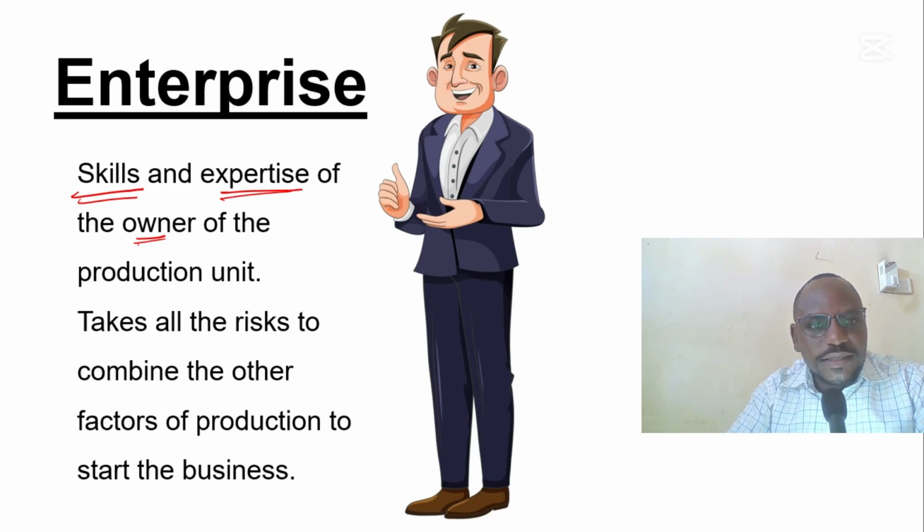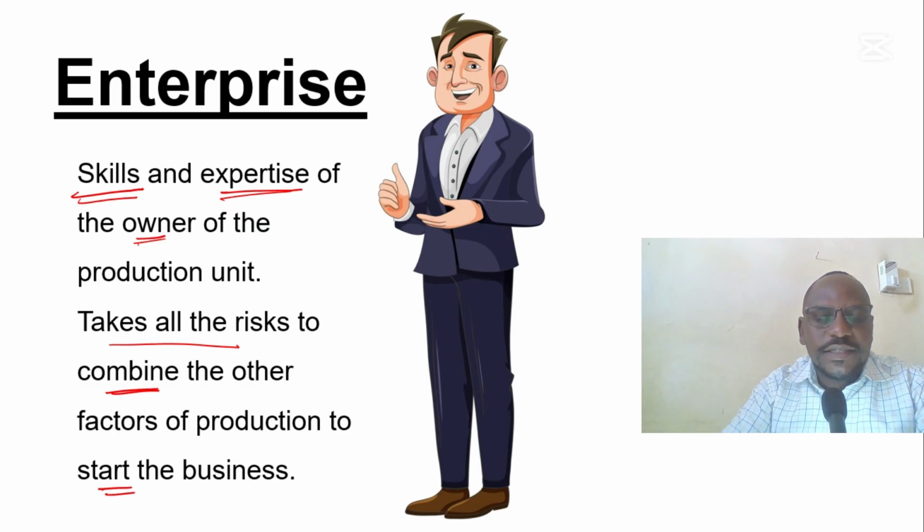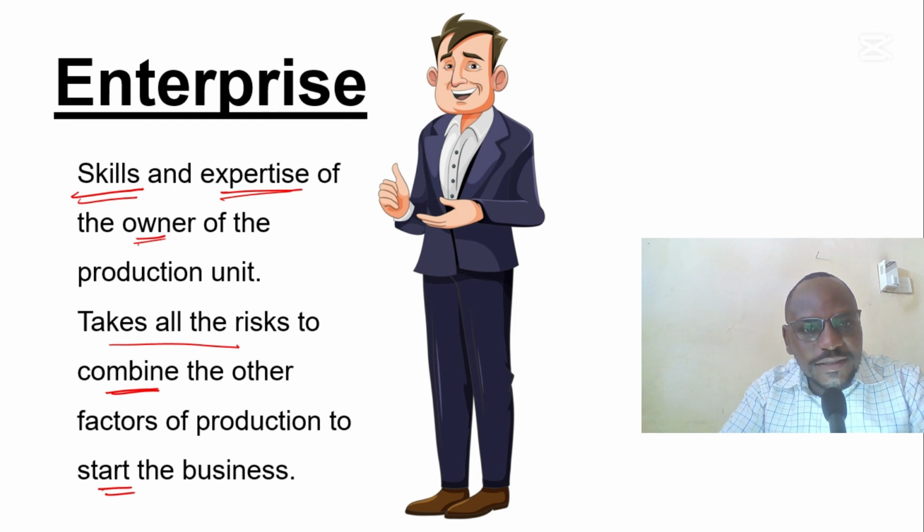We say that these entrepreneurs are the ones who take all the risks. They are the ones who choose to start that business, and they say, I'm starting the business. So they take the risk, they combine all the other factors of production, and then they start the business. That's why you hear somebody is an entrepreneur, they have come from far. Yes, they have come from far. So entrepreneurs give the factor of production known as enterprise, and we shall see something about enterprise as we move on into this tutorial.